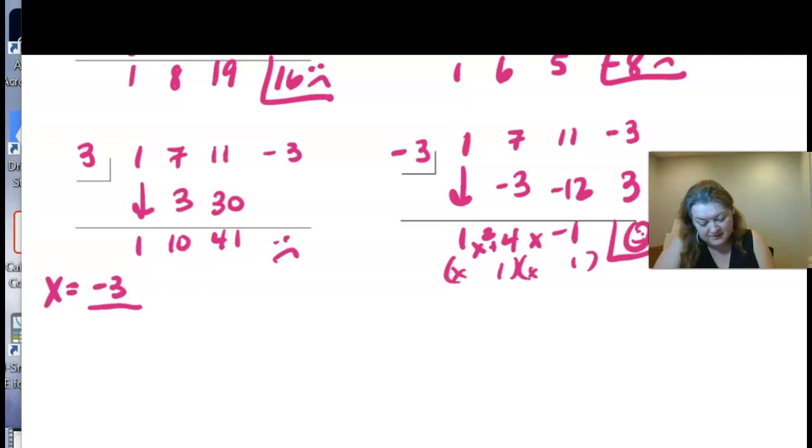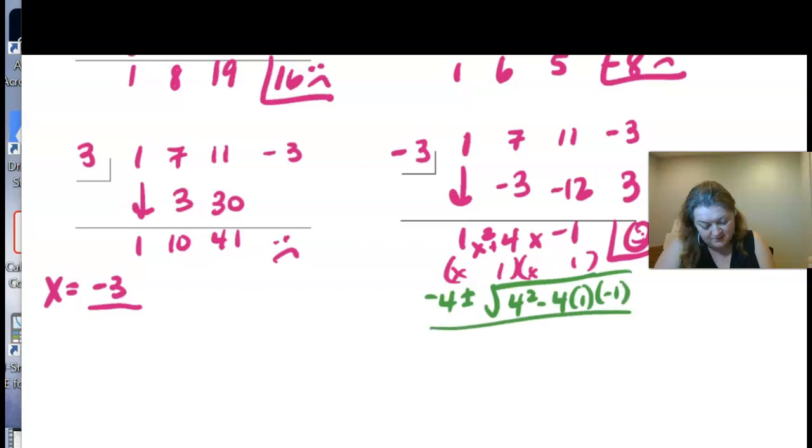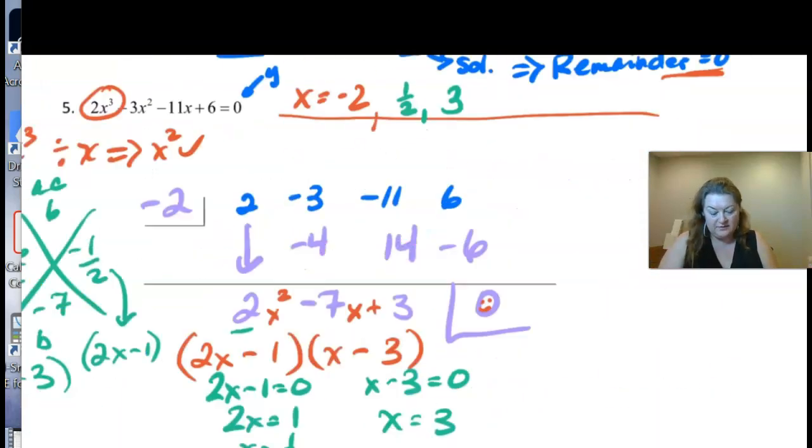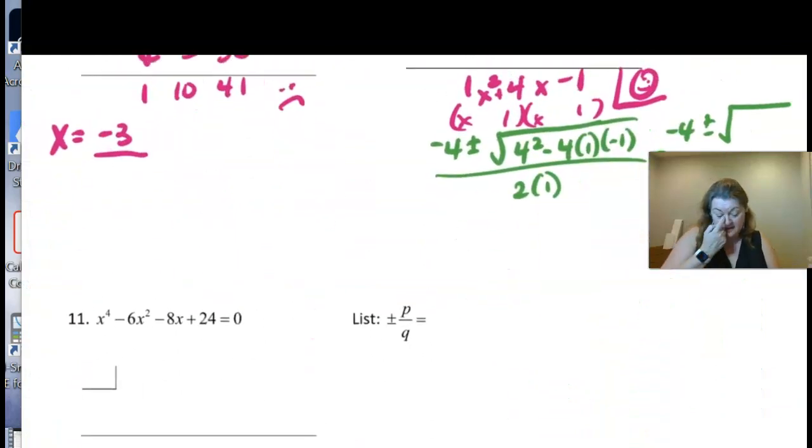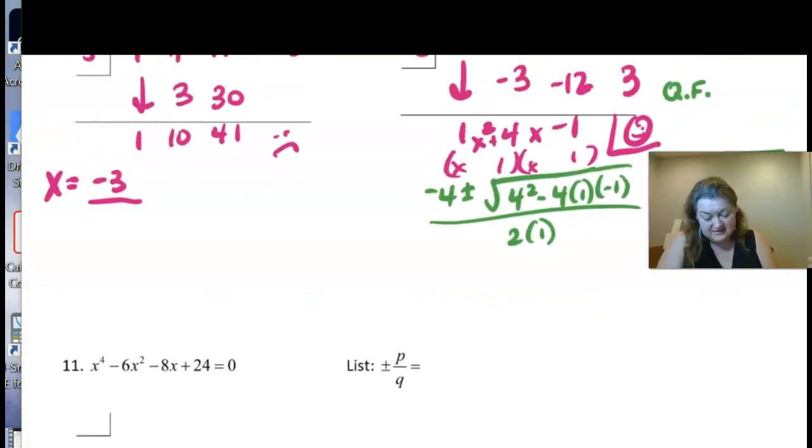All right, so here we go. We're going to start out with -b plus or minus the square root of b squared minus 4 times a times c all over 2a. Okay, so I'm going to see if I can simplify the square root value. So this is going to be 16 plus 4, right? A minus and then a -1 is going to turn into 16 plus 4. So I'm going to call that 20 all over 2.